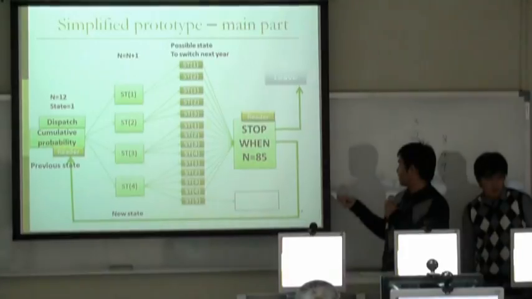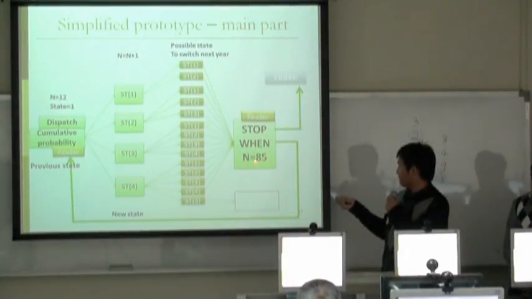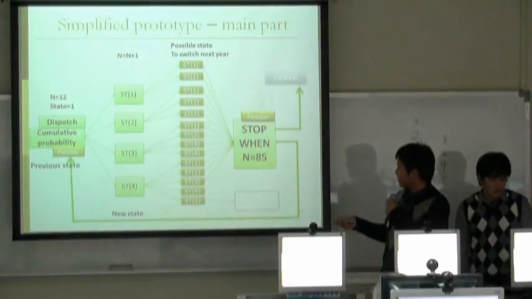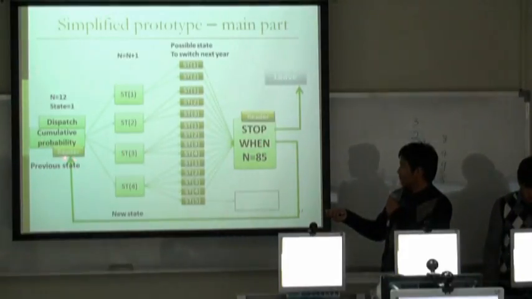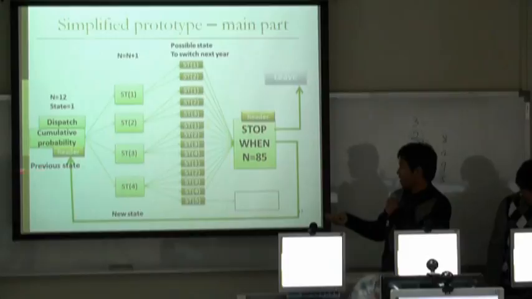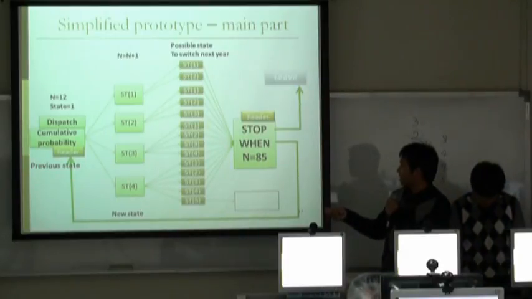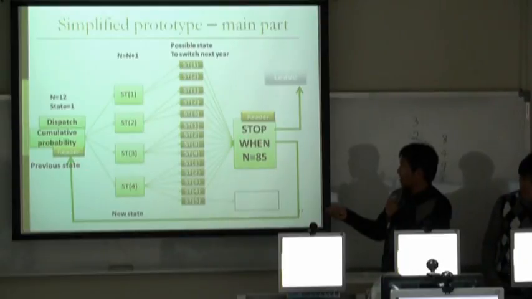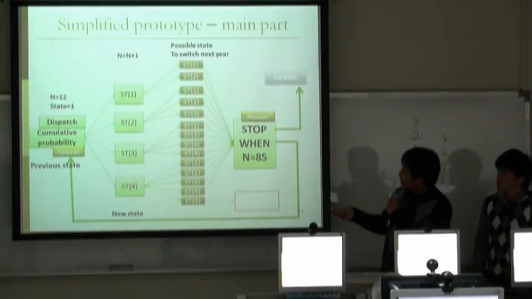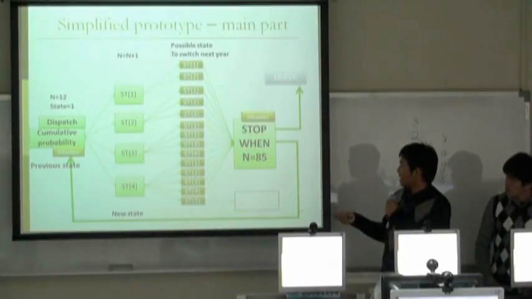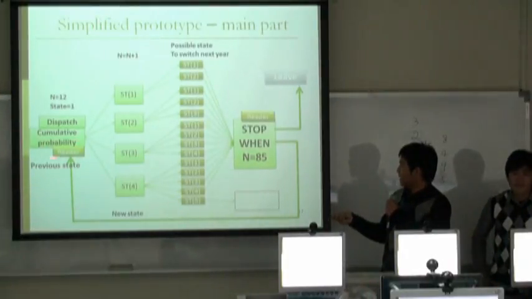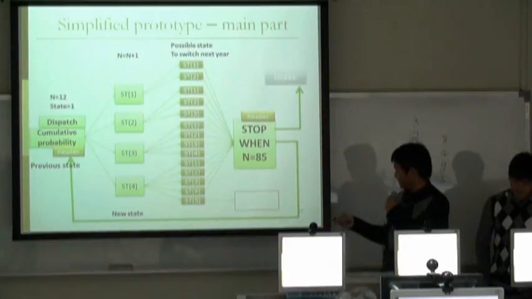If the age is less than 85, the item will go back. Otherwise, they leave. And we also set a reader here to read the information of the previous state. Then we will give the item a new cumulative probability. Then we can dispatch the items to particular states by cumulative probability and previous state.